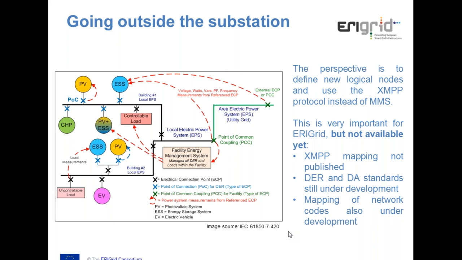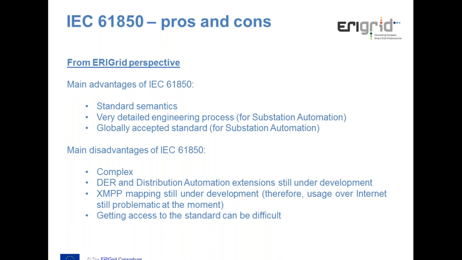But in general, these kinds of standards are still under development, and so they are not yet fully available for use in this kind of scenario. In particular, the XMPP mapping is not yet published at all. So, coming back to the ERIGrid project, what is the applicability of these standards with respect to ERIGrid? What are the main advantages and disadvantages related to it?